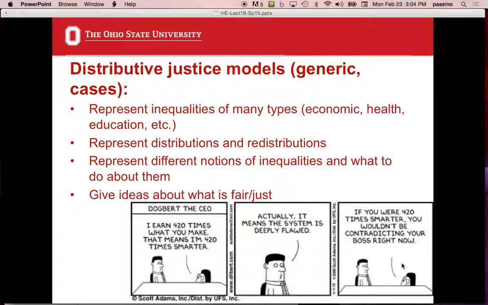It's been around for a very long time. Okay, I don't know if you guys like Dilbert, but I think it's a great cartoon. So this is Dogbert. Dogbert's the CEO. "I earn 420 times what you make. That means I'm 420 times smarter." The guy on the left, that's Asok, the Indian guy working there. "Actually, it means the system's deeply flawed. If you were 420 times smarter, you wouldn't be contradicting your boss right now." So we laugh, but it's no.